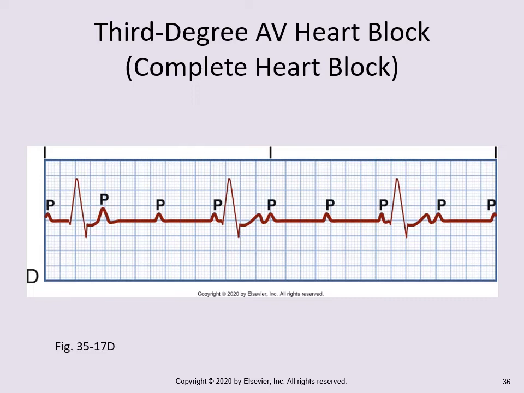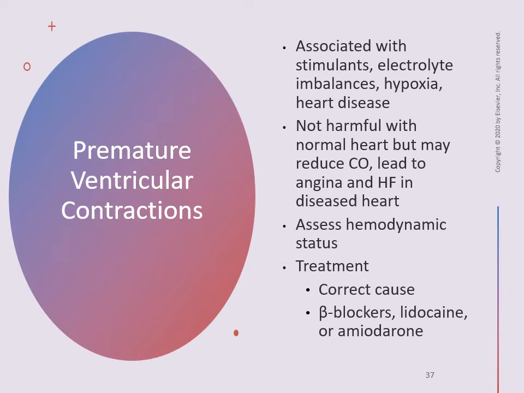You can tell by looking at this 6-second strip that this patient's heart rate would only be about 30 beats per minute. With that slow a heartbeat, it would not be at all surprising for the patient to complain of shortness of breath, syncope, and other symptoms because their cardiac output is so diminished.